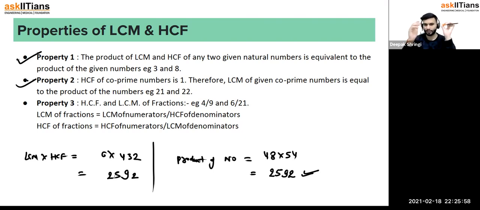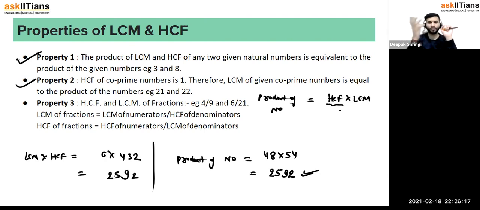Now think, what I just told you: the product of numbers is equivalent to HCF into LCM. If the numbers are co-prime, then what is the HCF? HCF is going to be 1. If HCF is 1, in that case, what would the LCM be? The product of the numbers. Simple. So if two numbers are given and they are co-prime, with no common factors, you will not worry. The HCF is 1, and to get the LCM, you just multiply the numbers. You get the LCM, right?